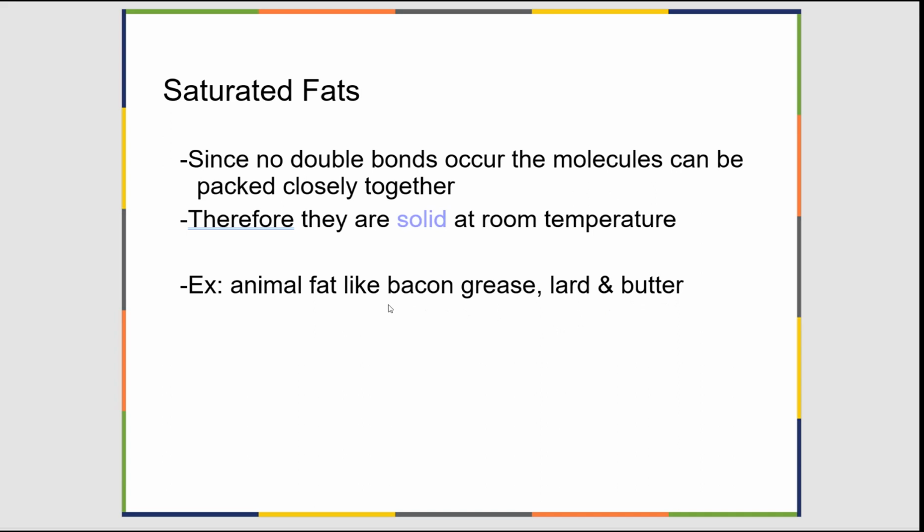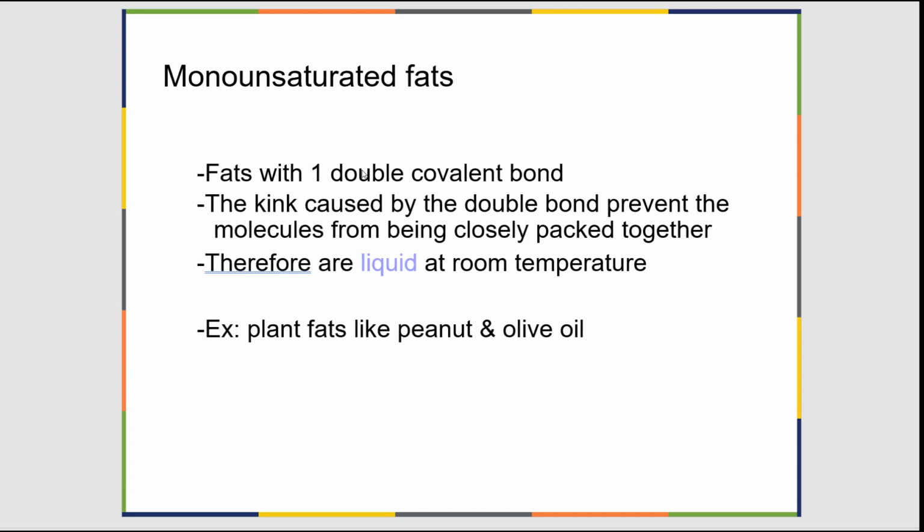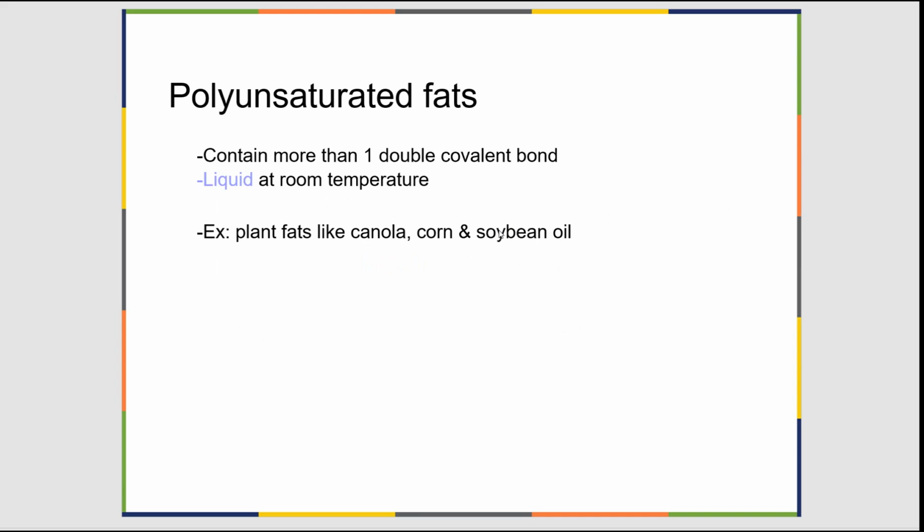So anything that is solid or relatively solid at room temperature, coconut oil is one of them too, it's considered a saturated fat. Anything that is liquid at room temperature is unsaturated or monounsaturated, okay? So it has at least one double bond. Those are things like peanut oil and olive oil. They have at least one double bond causing a kink, making them liquid at room temperature.